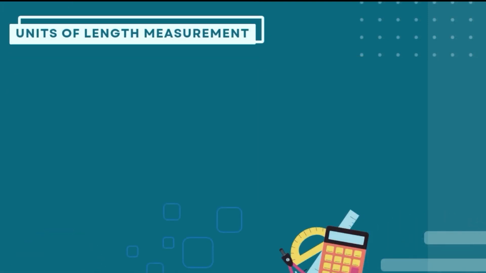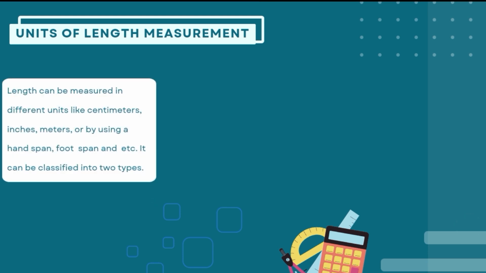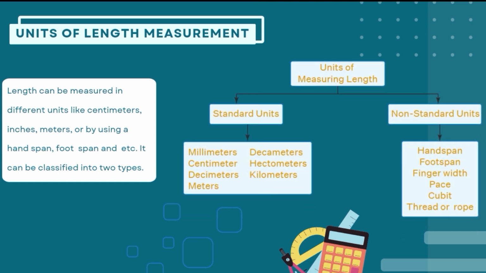So length can be measured in different units like centimeters, inches, meters, or by using a handspan, foot span, and etc. It can be classified into 2 types. So here is a chart showing the units of length. We have here the standard units and the non-standard units. In standard units, we have millimeters, centimeter, decimeter, meters, decameter, hectometers, and kilometers. And for non-standard, we have handspan, foot span, finger width, face, cubit, thread, or rope.